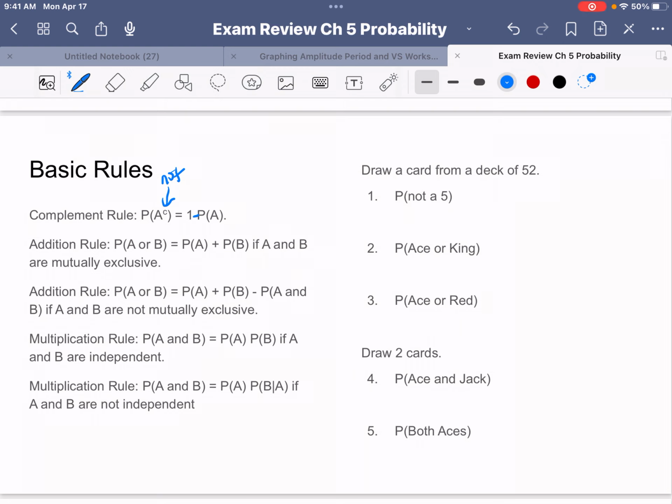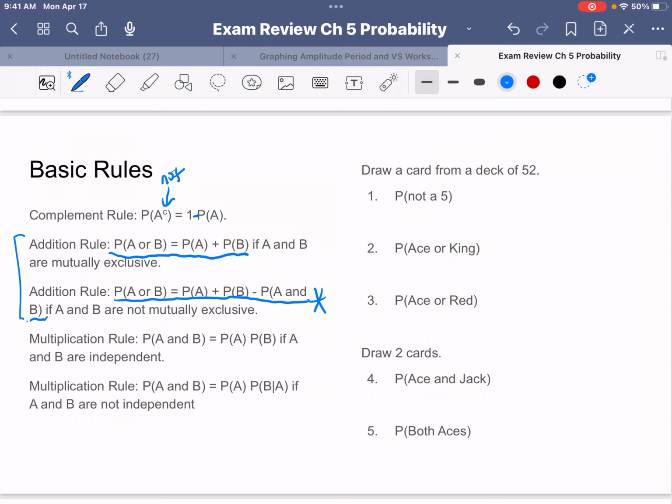The addition rule. There are basically two addition rules, but you can really think of just the one. The probability of A or B is equal to the probability of A plus the probability of B if A and B are mutually exclusive. Mutually exclusive means they cannot occur at the same time. The addition rule can also be the probability of A or B equals the probability of A plus the probability of B minus the probability of A and B if they're not mutually exclusive.